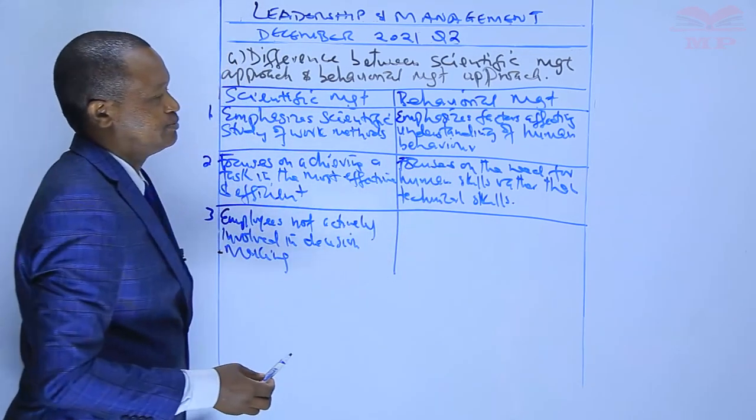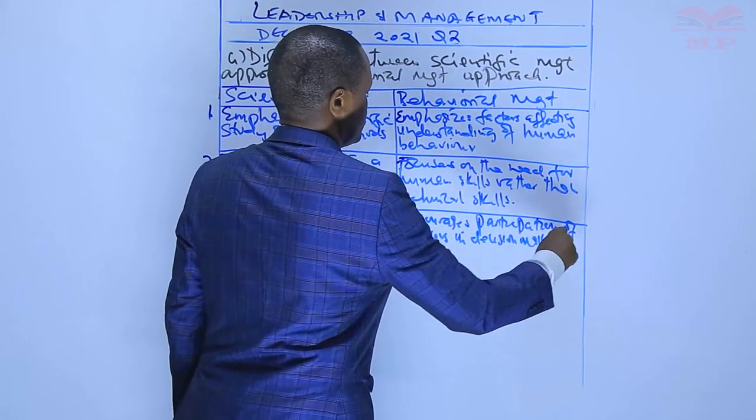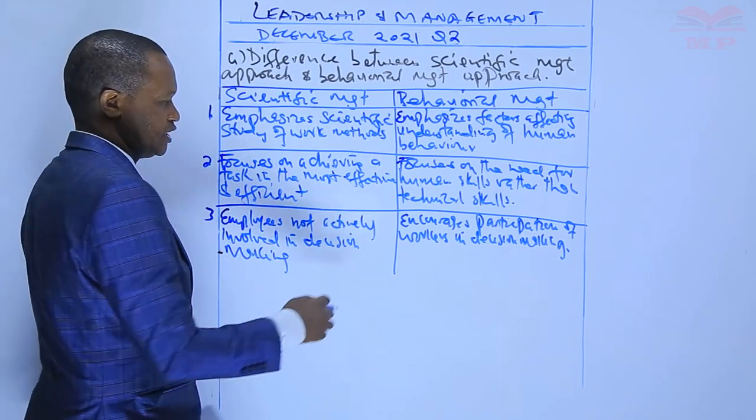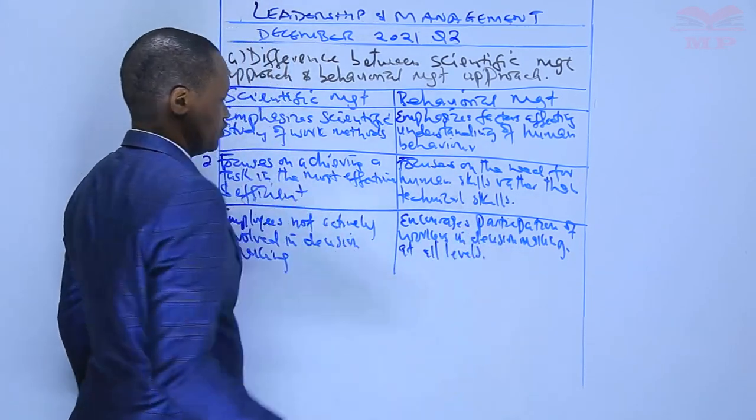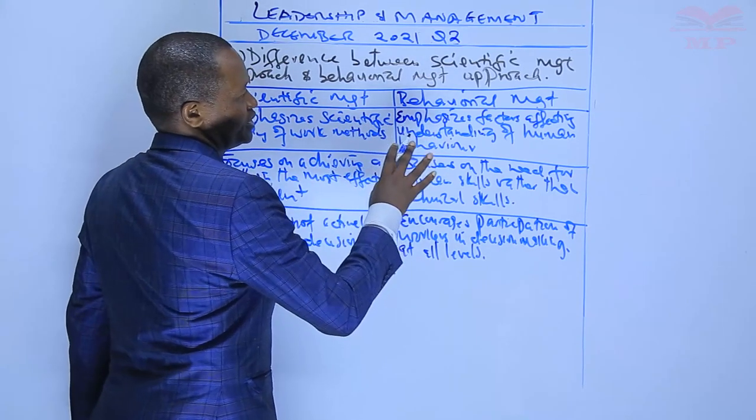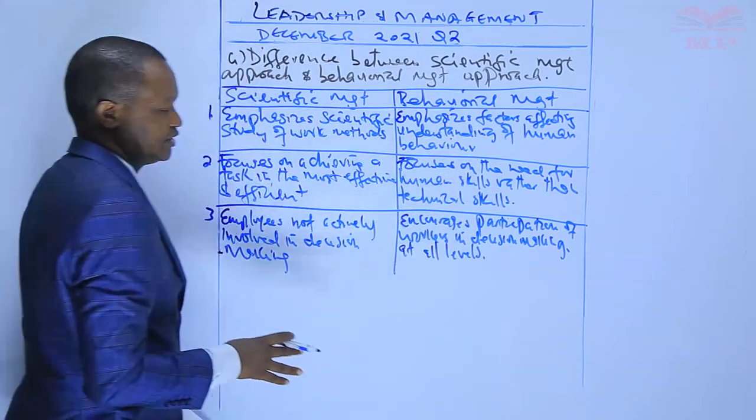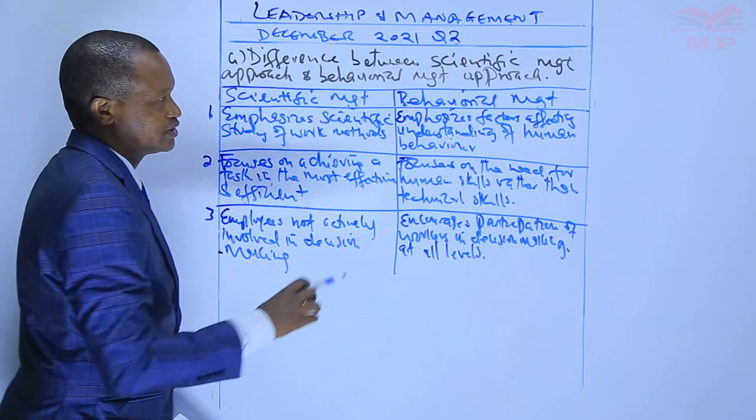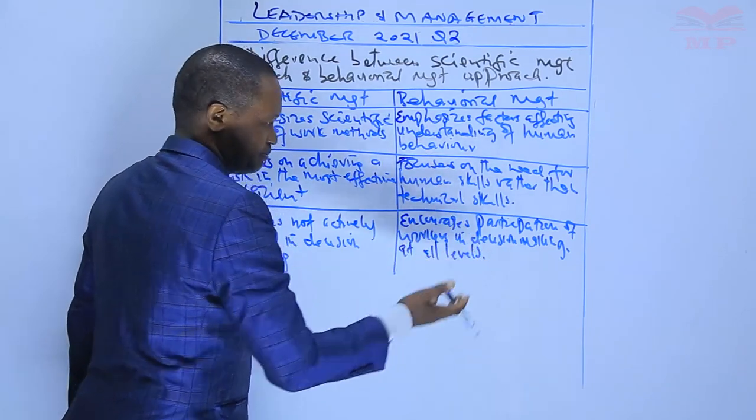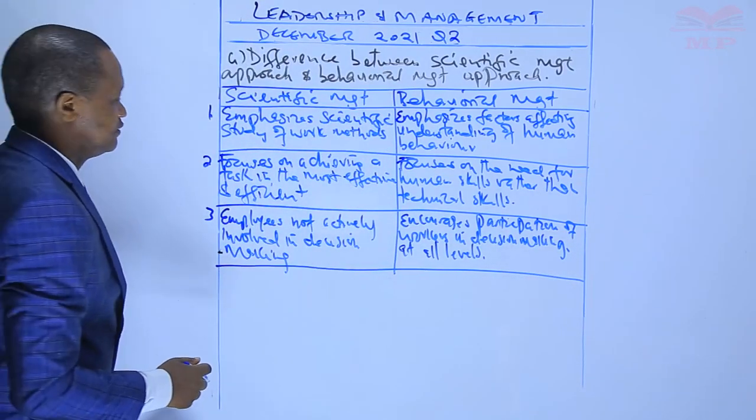On the other hand, the behavioral management approach encourages participation of workers in decision making at all levels, because the behavioral approach emphasizes factors affecting understanding of human behavior. It focuses on the need for human skills rather than technical skills. So the worker is a focus. When it comes to making decisions involving the worker, the workers are encouraged to participate, to air their views, and so on. That is the third difference.